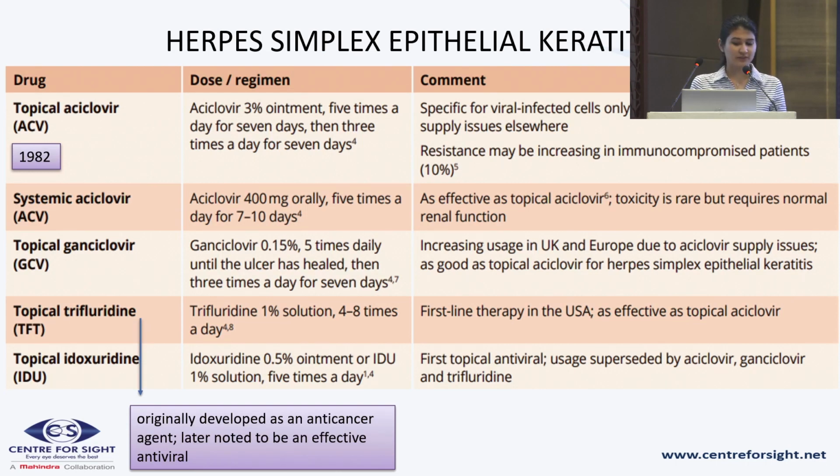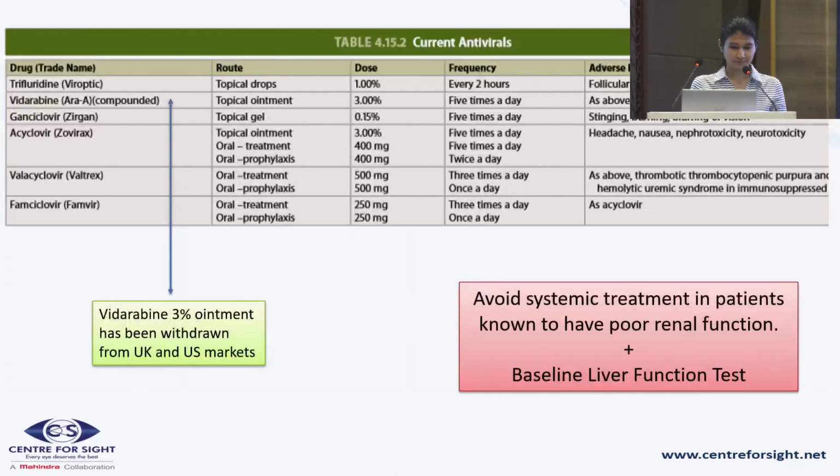0.15% given 5 times daily till the ulcer is healed, then 3 times a day for the next 7 days. Its usage is increasing in US and Europe, but not in India. Topical trifluridine available as 1% solution 4 to 8 times a day. It's the first line therapy in US, as effective as topical acyclovir. Topical idoxuridine was the first topical antiviral, but not the first choice at present.